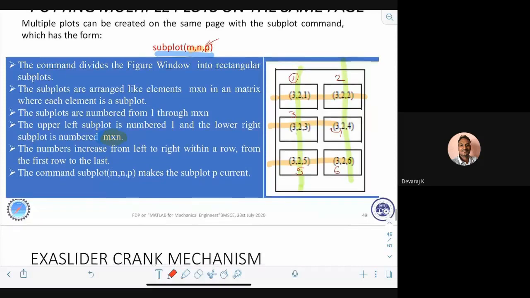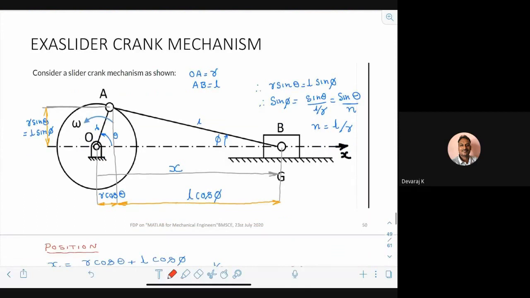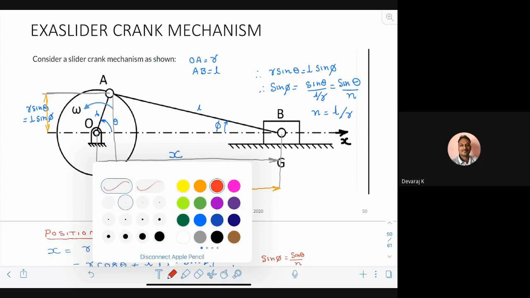That's an important thing. Now let us look into this example of a slider crank mechanism. And I'm just trying to look at some very basic equations that you need to refer to. Take an example. I think I deleted something here. So it is an example of a slider crank mechanism.